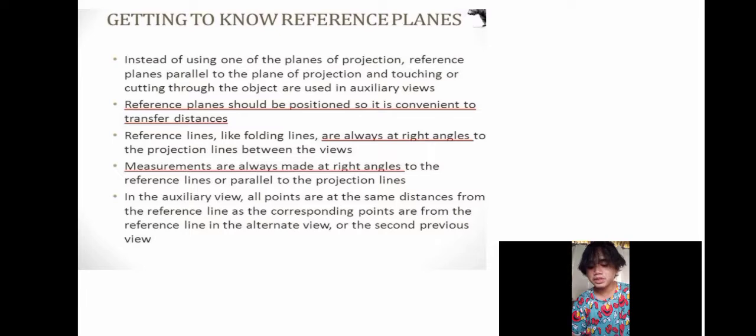Reference lines, or folding lines, are always at right angles to projection lines between the views. Measurements are always made at right angles to the reference line or parallel to the projection line. In the auxiliary views, all points are the same distance from the reference line as the corresponding points are from the reference line in the alternative view or the second previous view.